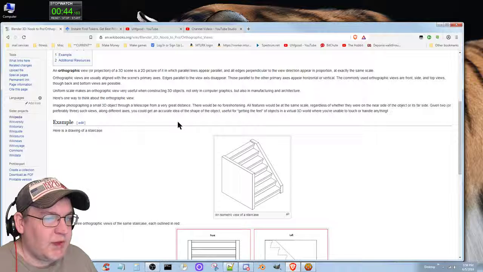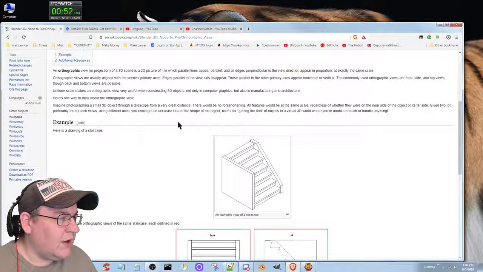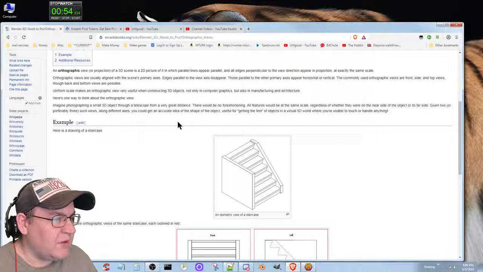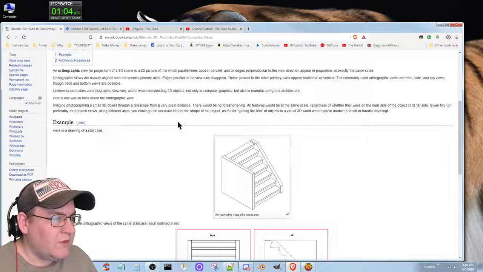The commonly used orthographic views are front, side, and top views, though back and bottom views are possible. Uniform scale makes an orthographic view very useful in constructing 3D objects, not only in computer graphics but also manufacturing and architecture. Here's one way to think about orthographic view. Imagine photographing a small 3D object through a telescope from a very great distance. There would be no foreshortening.